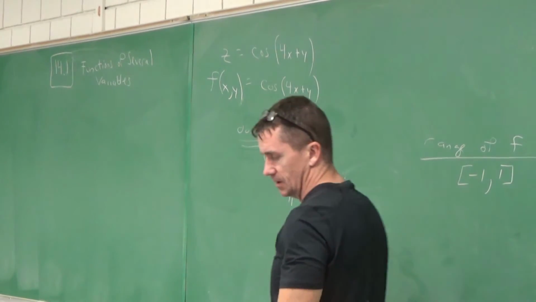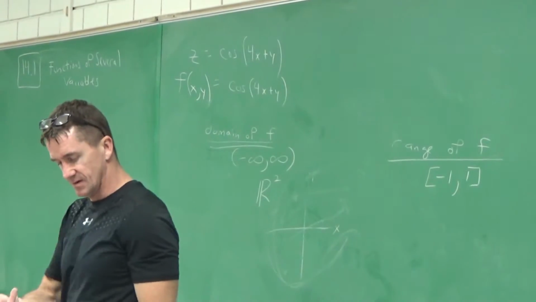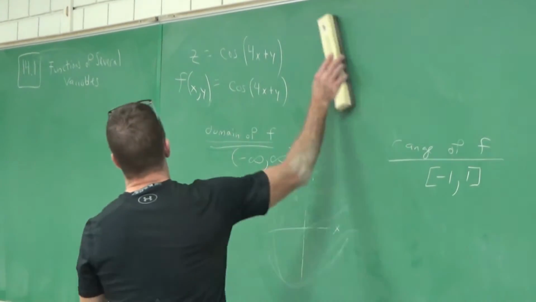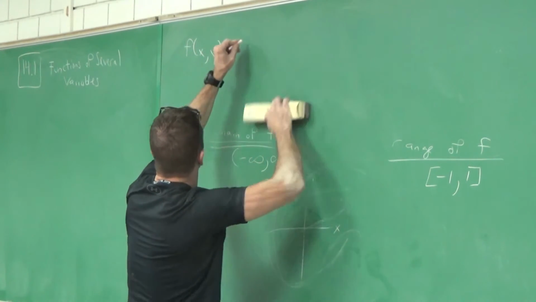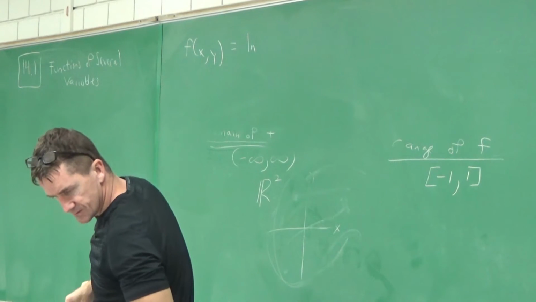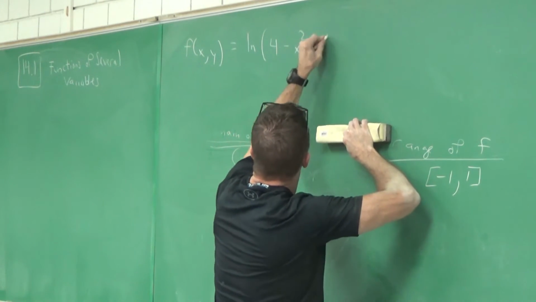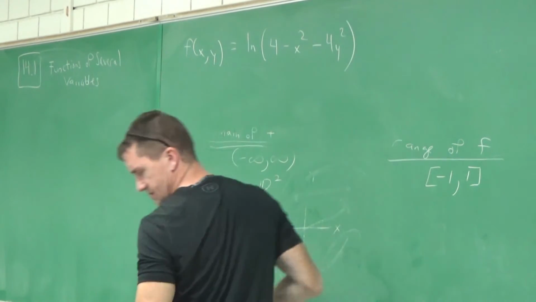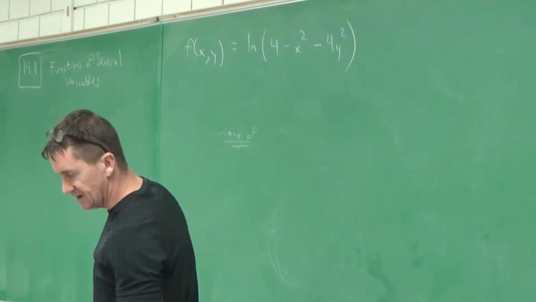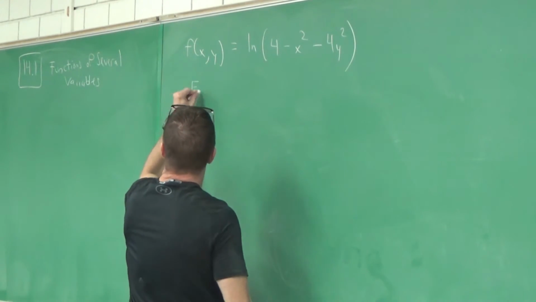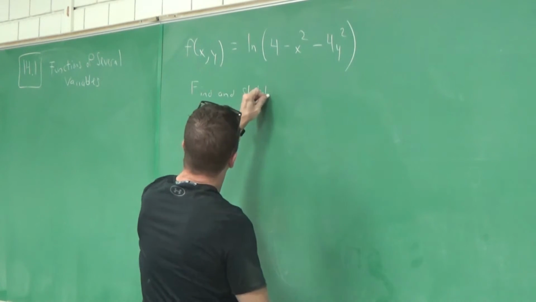Cool. Well, can we look at another example? And this time, everyone, we're going to sketch the domain. So let me go to the next problem. It's the function f of x y equals the natural log of 4 minus x squared minus 4y squared. The directions say, find and sketch the domain. So we don't need the range. They just want the domain.